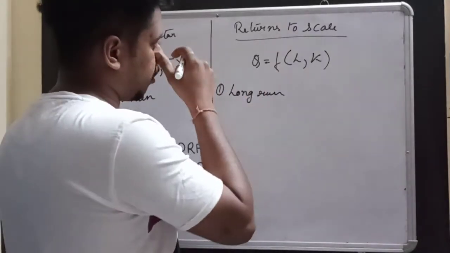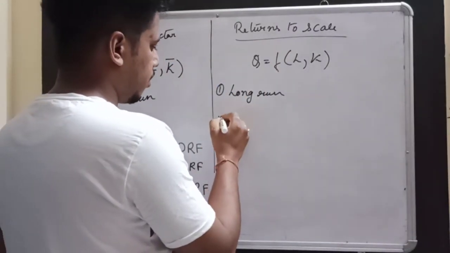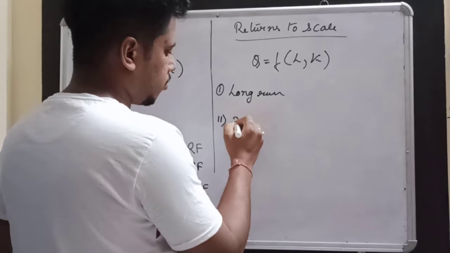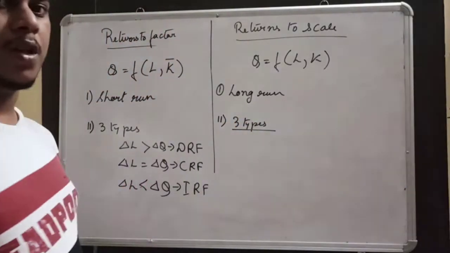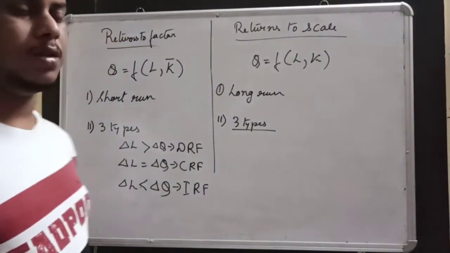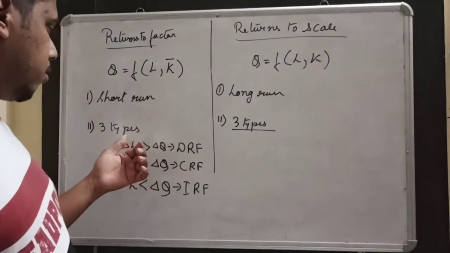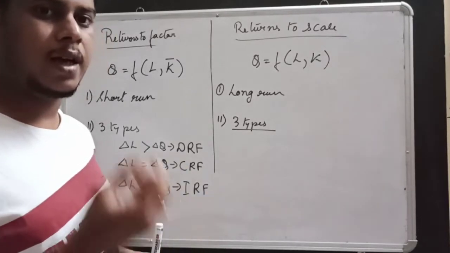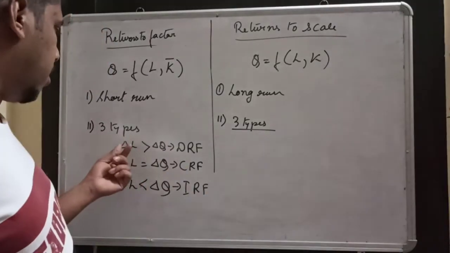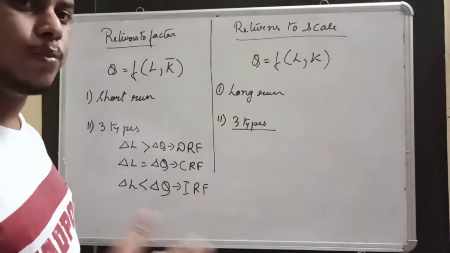In case of returns to scale, there are also three types. However, here all the factors can be changed. Here we won't classify labor or capital specifically as the variable input, rather all the inputs are variable.